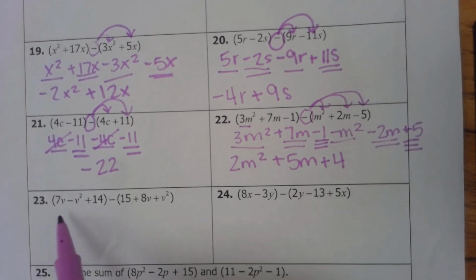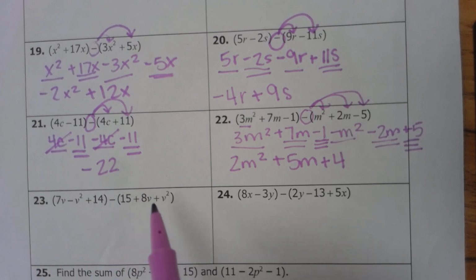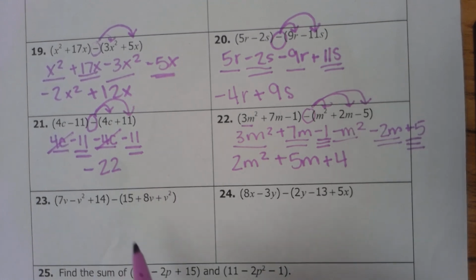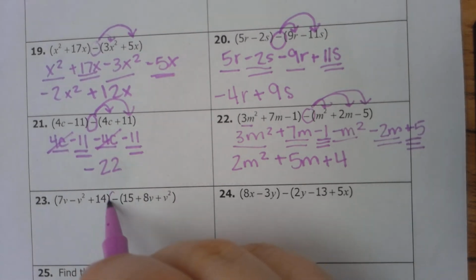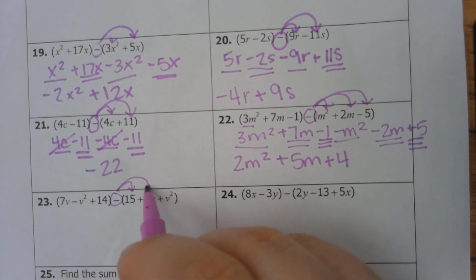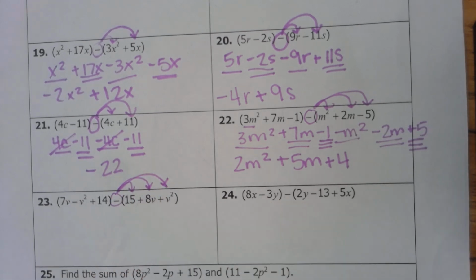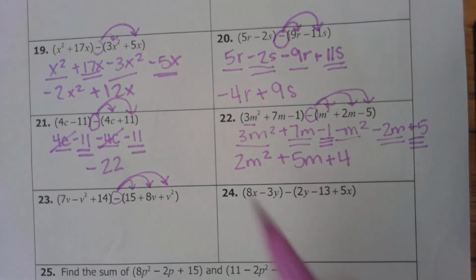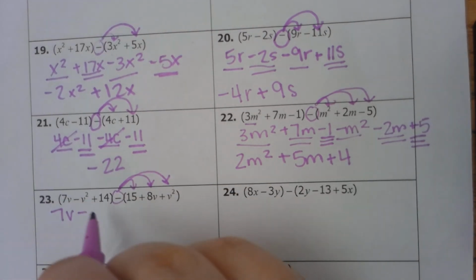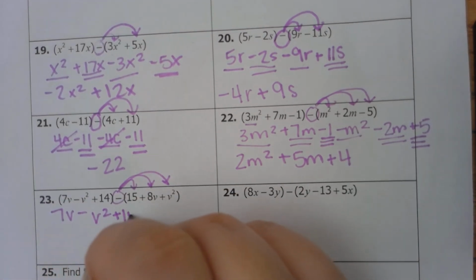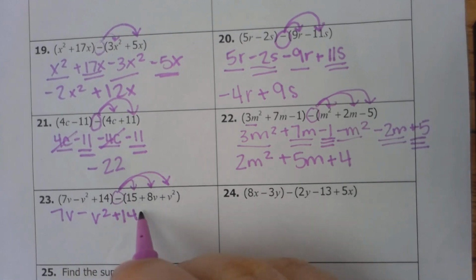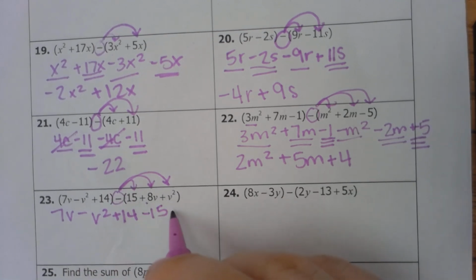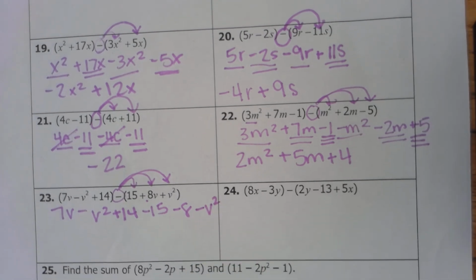Alright, so 7v minus v squared plus 14 minus 15 plus 8v plus v squared. My first step is what? Distribute. When I distribute, what does it do? Change the signs. So 7v minus v squared plus 14. That positive 15 becomes a negative. Positive 8 becomes a negative. Positive v squared becomes a negative.